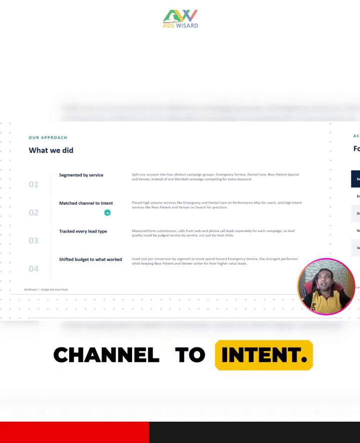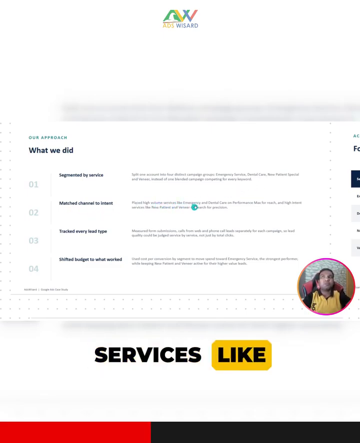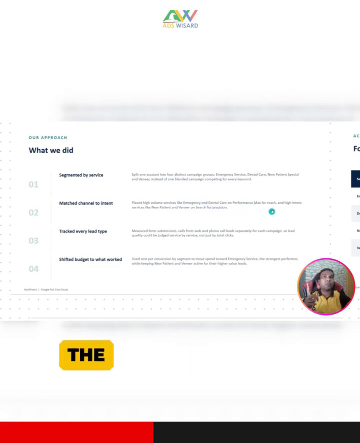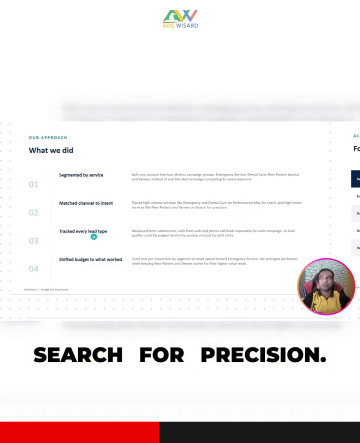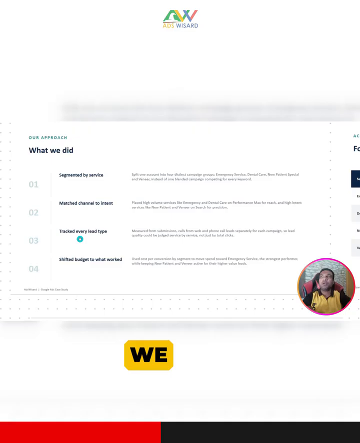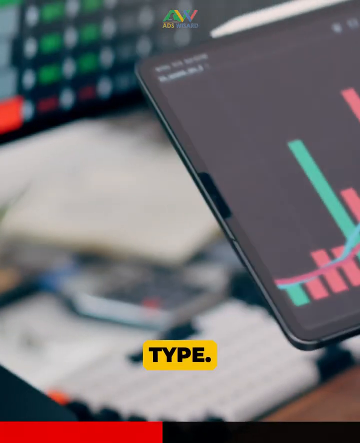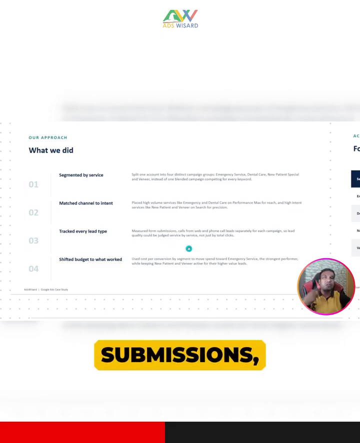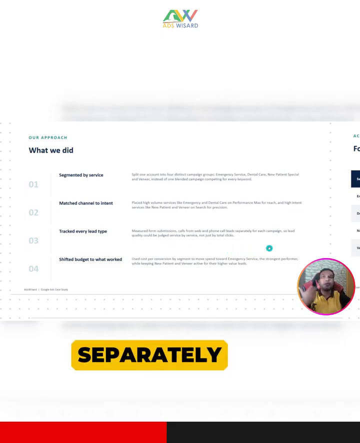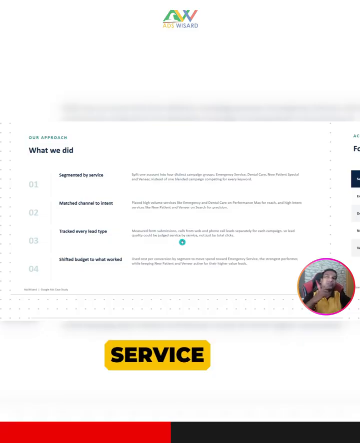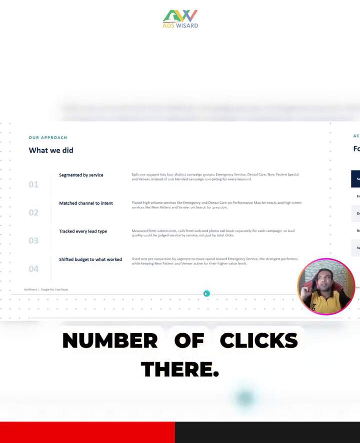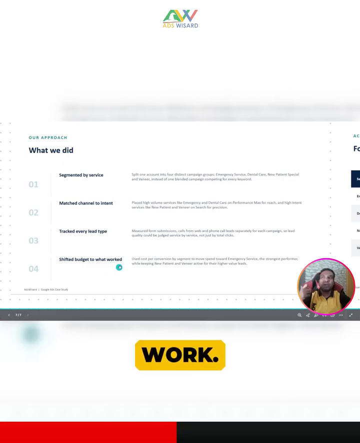Second, match channel to intent: place high volume services like emergency and dental care on Performance Max, and high intent services like new patient or veneer on Search for precision. Then the third thing we did was track every lead type. We measured form submissions, calls from web, and phone call leads separately for each campaign, so lead quality could be judged service by service, not just by checking the number of clicks. And then we shifted budget to what worked.